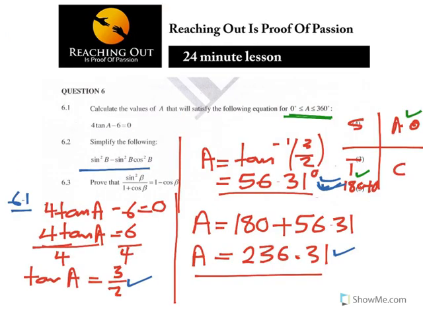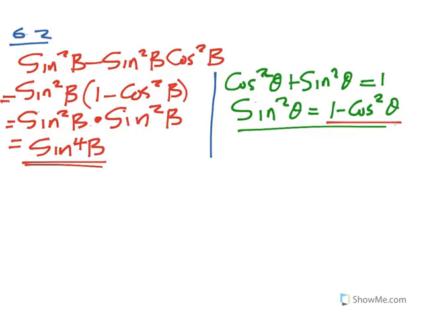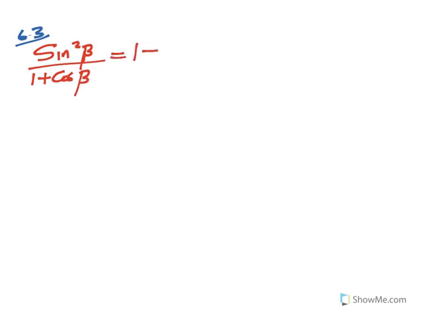The other one says prove that sine squared b over 1 plus cos b is equal to 1 minus cos b. So if I write it separately, 6.3, prove that sine squared beta, as an angle, over 1 plus cos beta is equal to 1 minus cos beta. The next thing to do is to choose which side you're going to focus on. In this case, I'm going to focus on the left hand side.